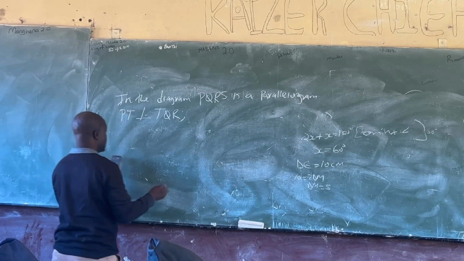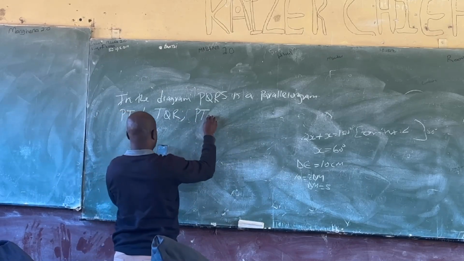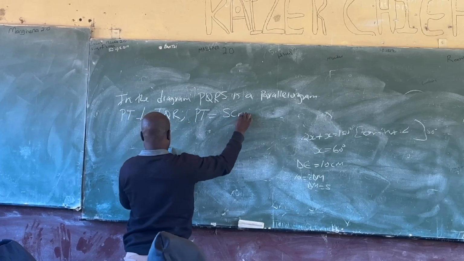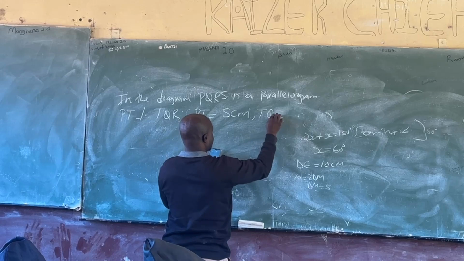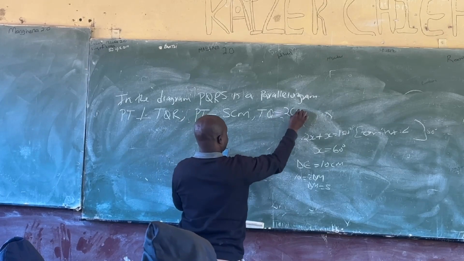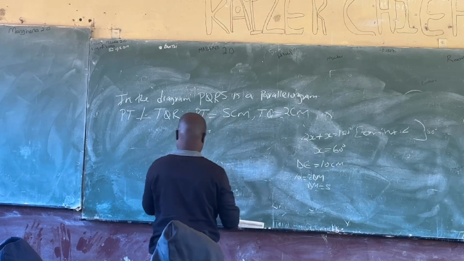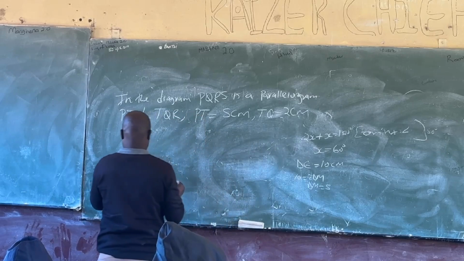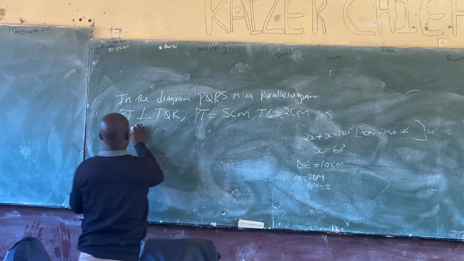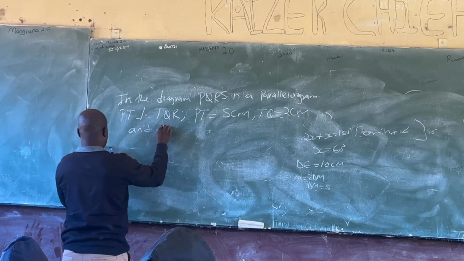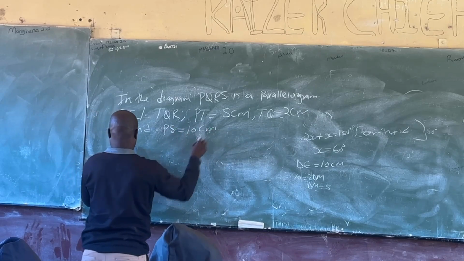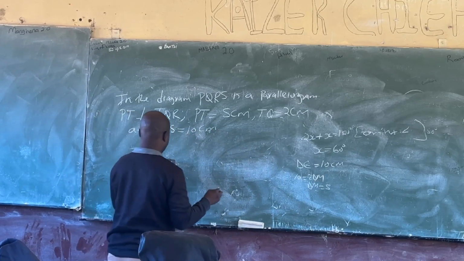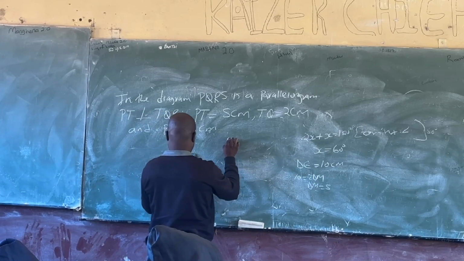And then PT equals 5 centimeter, and TQ equals 2 centimeter, and again, PS equals 10 centimeter. You are given the diagram, which is this one.